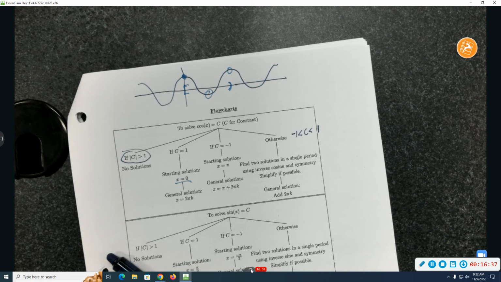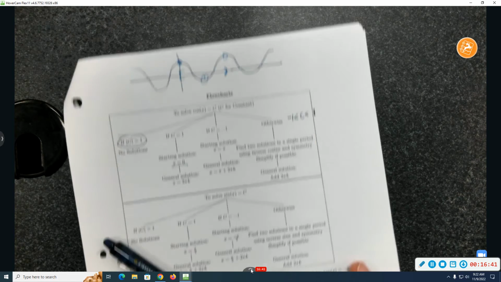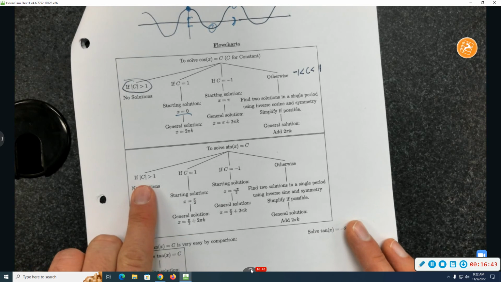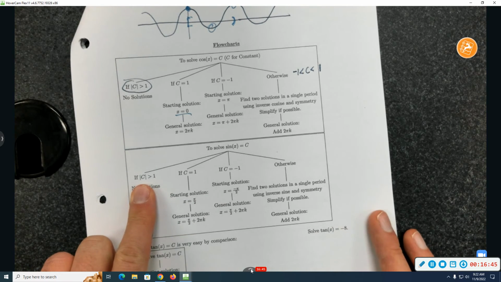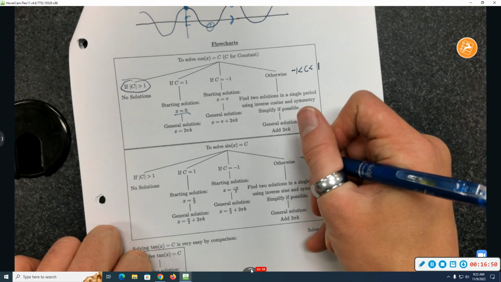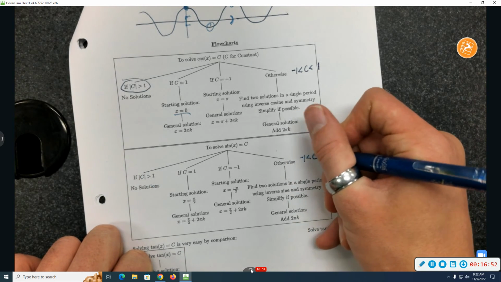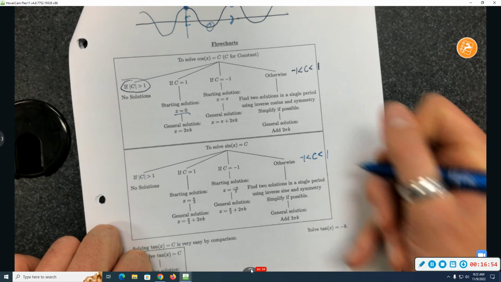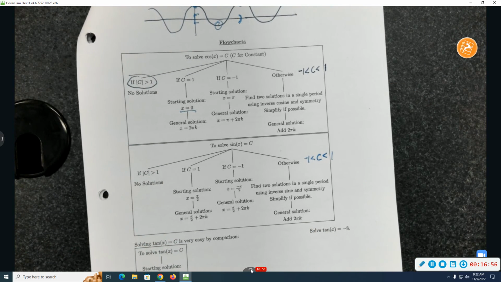Could we do the exact same thing for sine? Basically, yeah. If you're asked to solve sine equal to something bigger than 1, then there are no solutions, so you can stop. If you're asked to solve something with negative 1 less than the constant you're setting sine equal to less than 1, well, then you're in good shape. Find the two solutions in a single period. One of them will be inverse sine of c. The other one will be pi minus inverse sine of c. Add 2 pi k's.